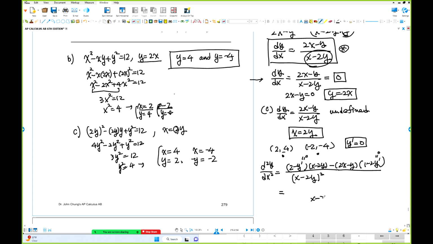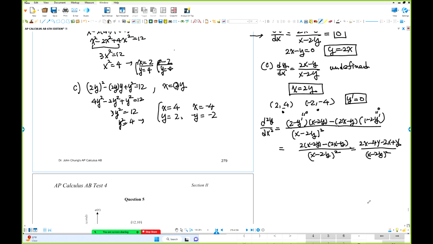So we got (x - 2y) squared in the denominator, and the numerator is 2 times (x - 2y), and minus this 0 times (2x - y). Now simplify this one: (2x - 4y - 2x + y) over (x - 2y) squared. That is the easy way, okay? So 2x minus 2x is out. Negative 4y plus y is negative 3y. Finally we got negative 3y over (x - 2y) squared. That is the second derivative.